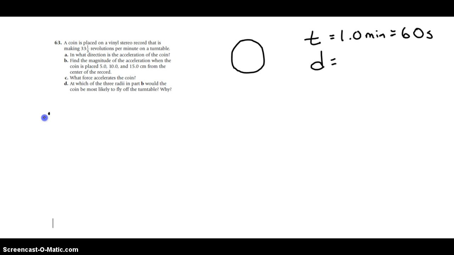The first thing they're asking though is in what direction is the acceleration of the coin. So again, the coin is wanting to go off in a tangential direction due to its inertia, but the friction between the vinyl record and the coin is going to keep it moving toward the center at all times, keeping that circular motion. So the direction is, again, as we've seen in previous problems, toward the center of the record.